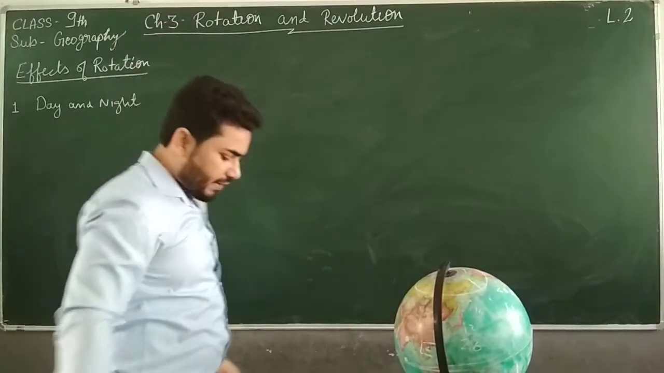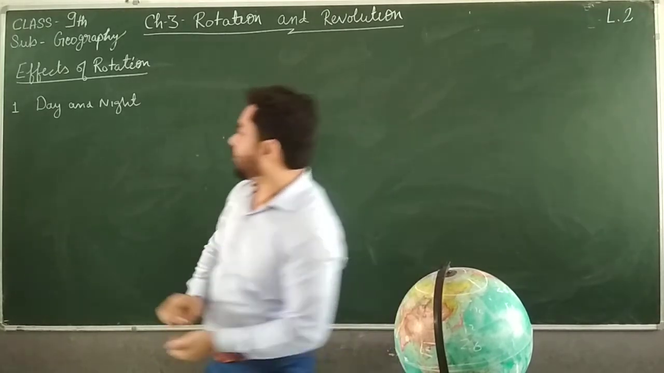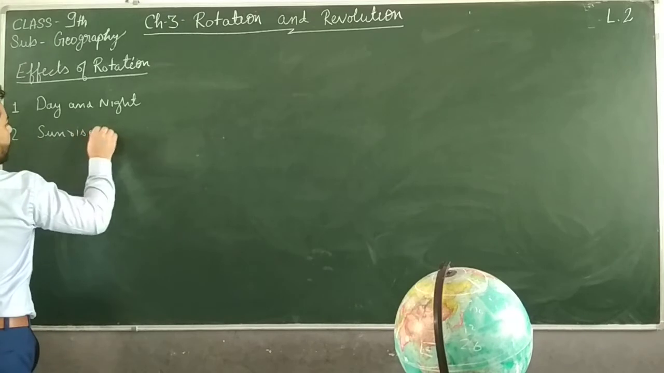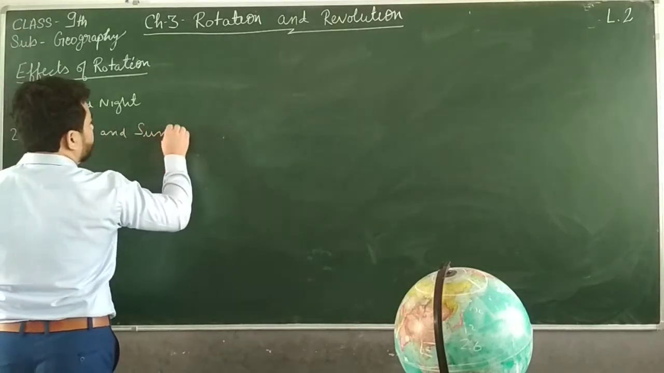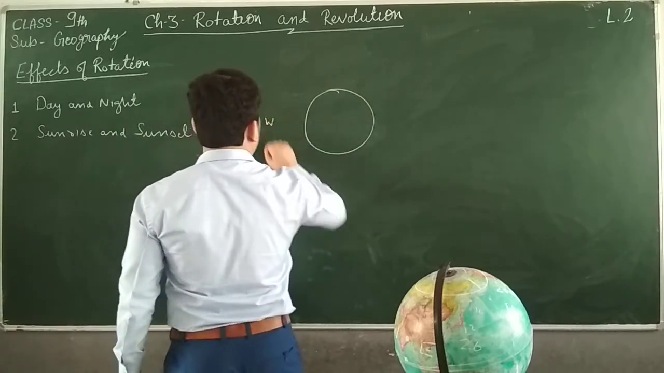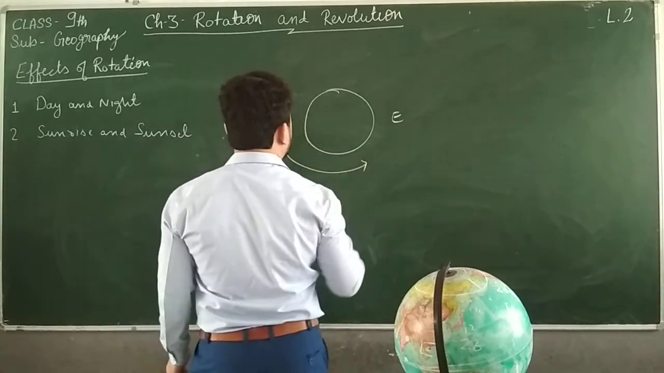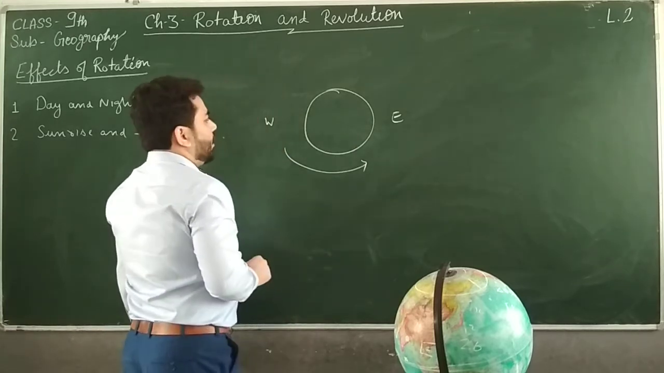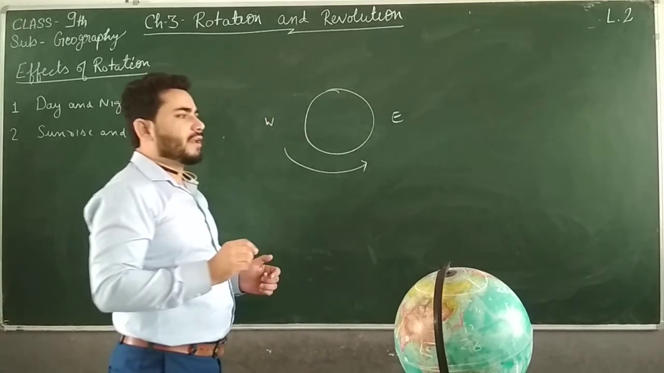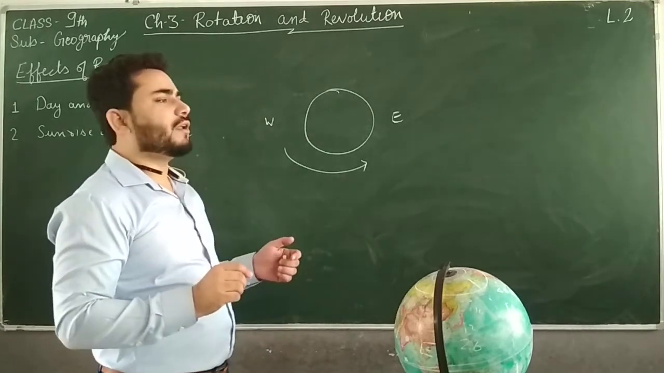Now we will study the next thing, which is sunrise and sunset, the second effect, which I have already told you. So this is earth, clear, and this is the western hemisphere, this is the eastern hemisphere, and earth is rotating this way from west to east. Then the sun is stationary. So when you are moving in one direction and something is in a stationary position, that stationary thing will appear to move in the opposite direction.